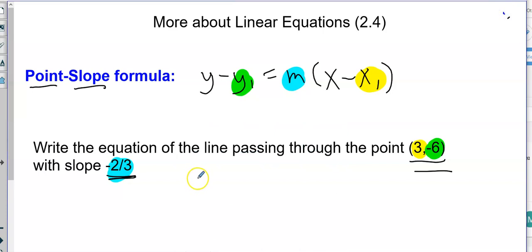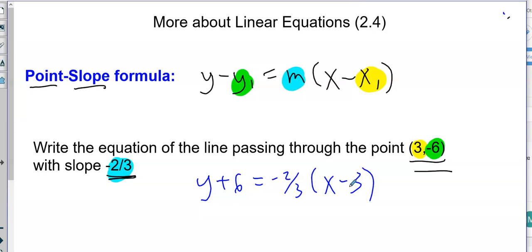So this would be y minus, I guess y1 would be negative 6, so that'd be y plus 6 equals m, which is negative 2/3, times x minus 3. That's your equation. So it's the fastest way to write an equation.